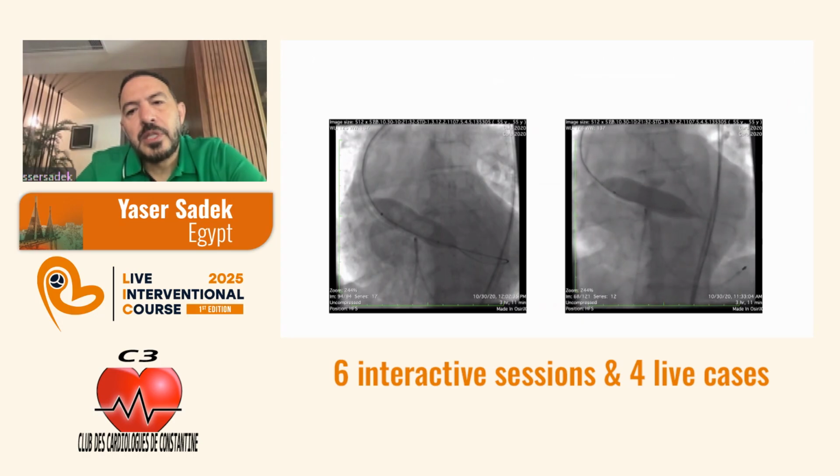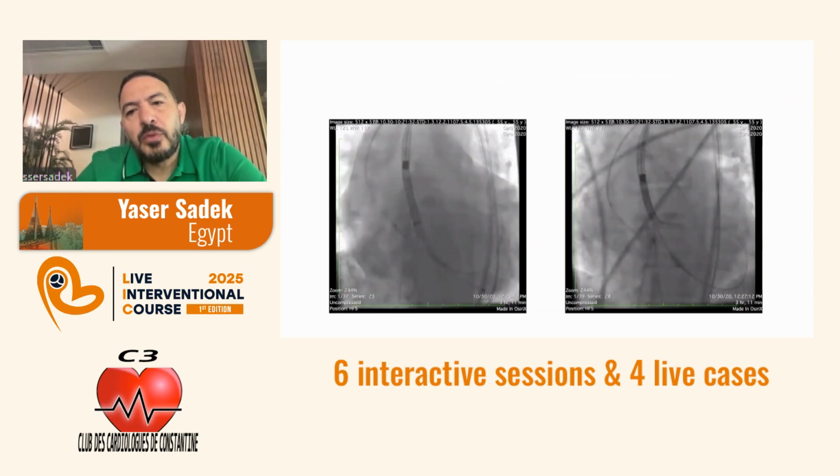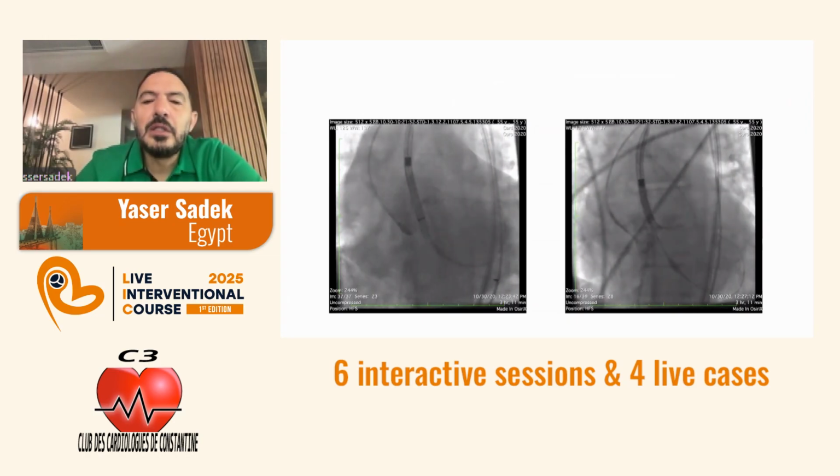And every time the recoil is very high, as you can appreciate here, and we failed to cross the valve after all this pre-dilatation. So how to solve this? We changed the wire for a stiffer wire, but we still couldn't cross. So we did a buddy wire technique, with a second stiff wire in the LV, and as you can appreciate here, there are two stiff wires in the LV.